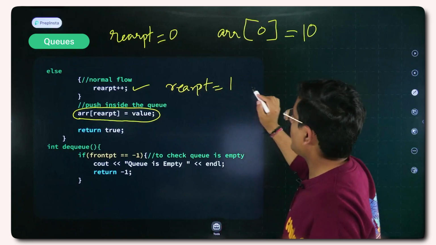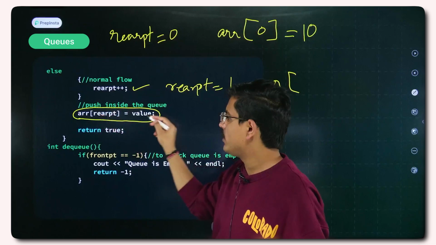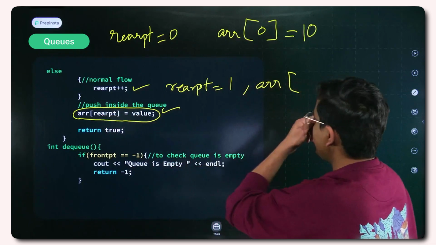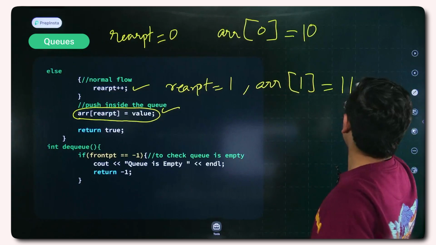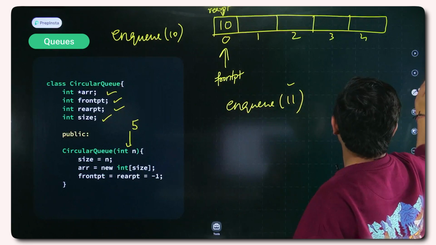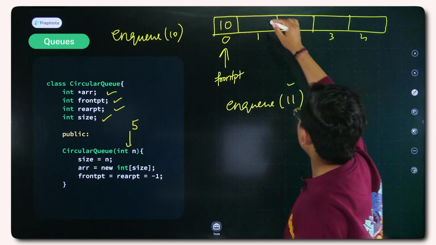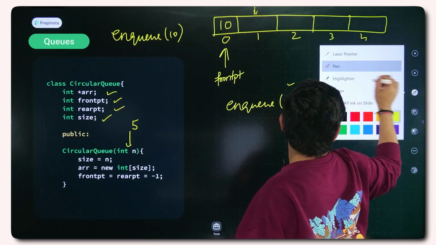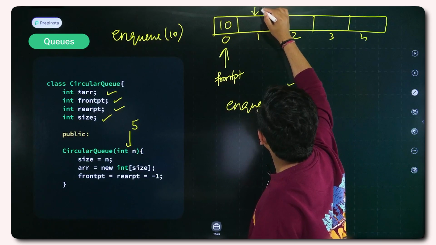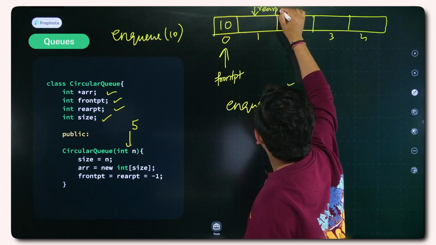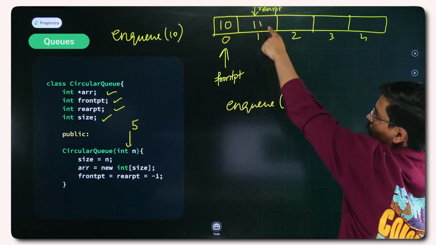Fine. Once it becomes 1, you do the array of rear PT. You come out of this else block and execute this particular statement. So array of rear PT becomes array of 1 equals 11, which was the value that we want to enqueue. So what actually happened here was that this rear PT got incremented. It came here. It started pointing here, the rear PT, and at this place I add 11. Fine. Now front PT is pointing here, rear PT is pointing here.